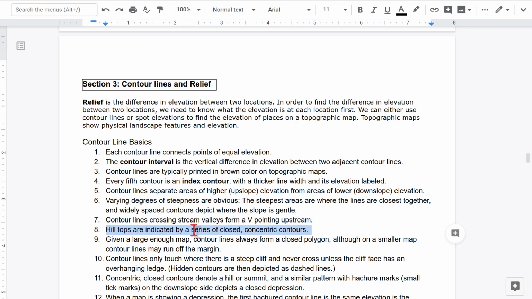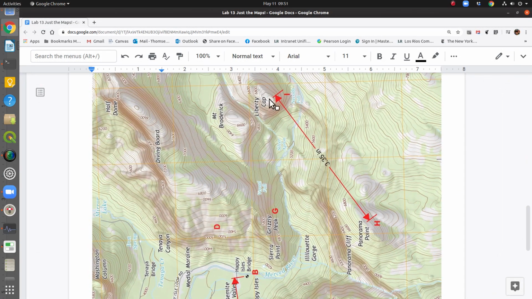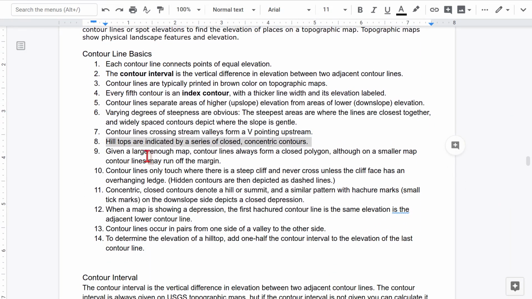Hilltops are indicated by a series of closed concentric circles. So for example, Mount Broderick, Liberty Cap, Panorama Point, the top of Half Dome. You can see that the circles get smaller and smaller, indicating that you're approaching a hilltop. Given a large enough map, contour lines always form a closed circle, although on a smaller map, they often run off the edge. They only touch where there's a steep cliff, and they never cross. Contour lines, just like all the isolines, the isotherms, the isobars, don't cross.